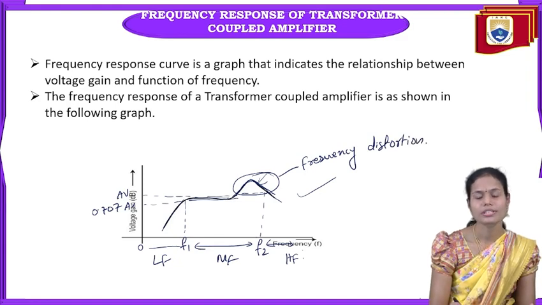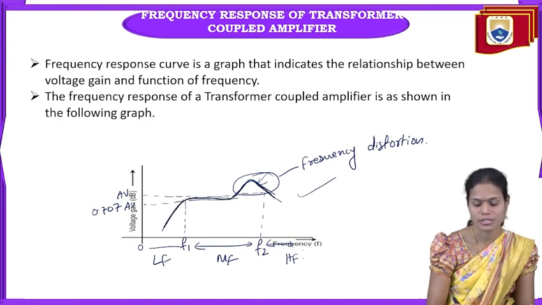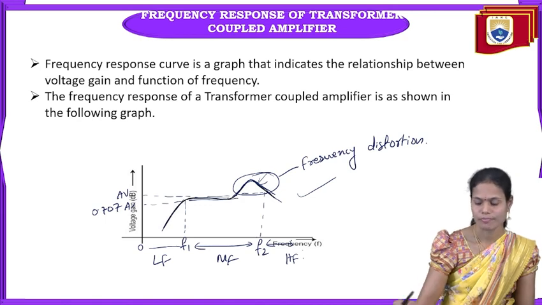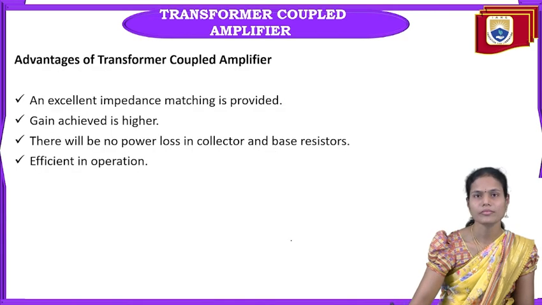So we can say the transformer coupled amplifier is providing frequency distortion in the case of the high frequency range of signals. It can be applied for audio frequency signals, and it will reduce the gain in the low frequency range of signals.